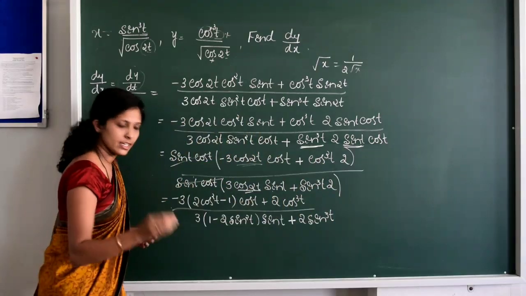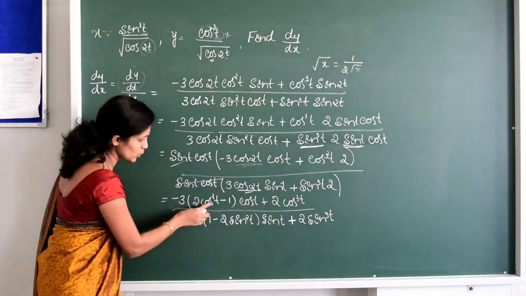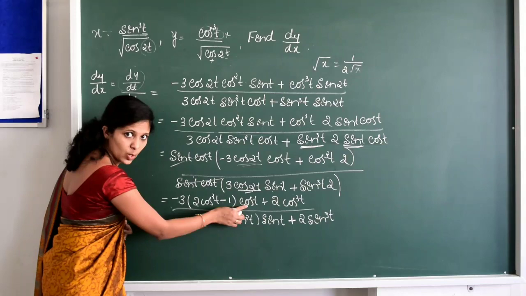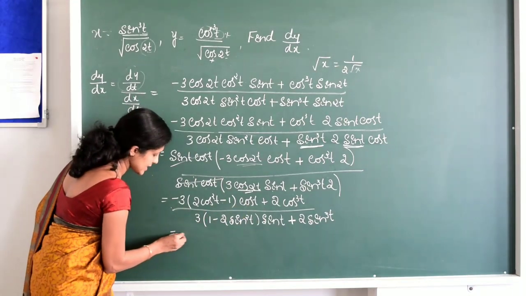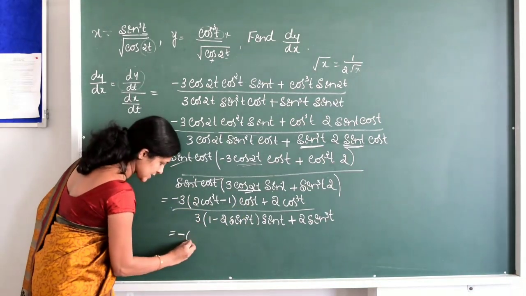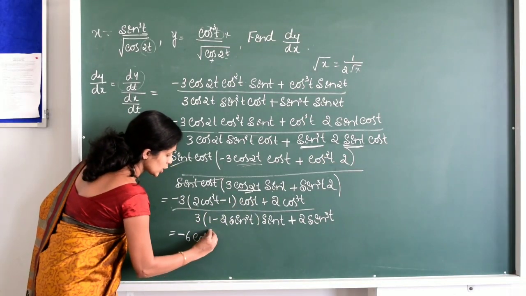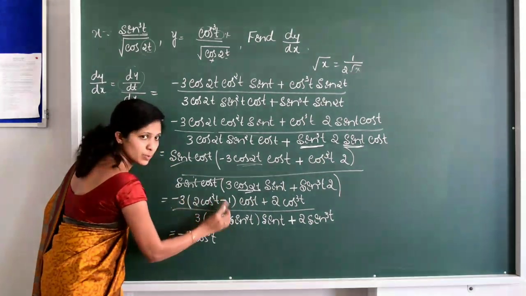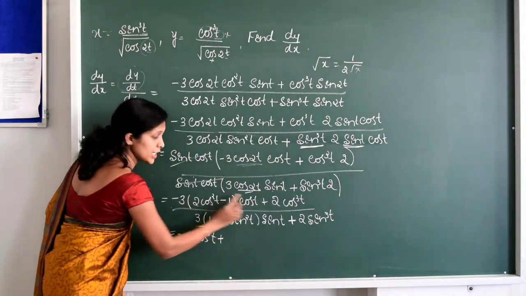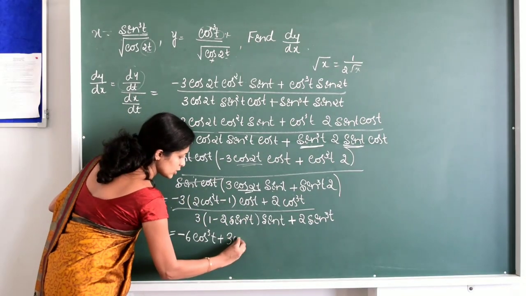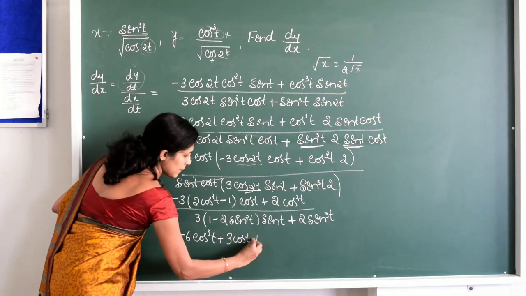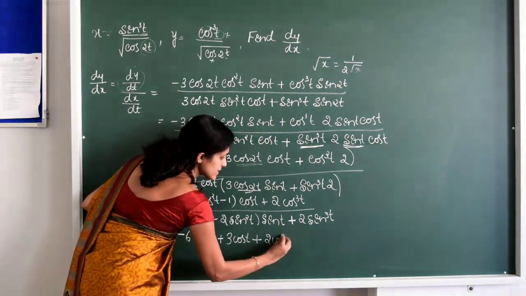Okay. Now we will multiply this, minus 3 into 2 cos square t. It is multiplied with cos t. So this is now minus 3 into 2 will be 6 cos square t and then cos t, it will be minus 6 cos cube t. Here minus into minus will be plus 3 into cos t. Is it clear? 3 into cos t plus 2 cos cube t is as it is.